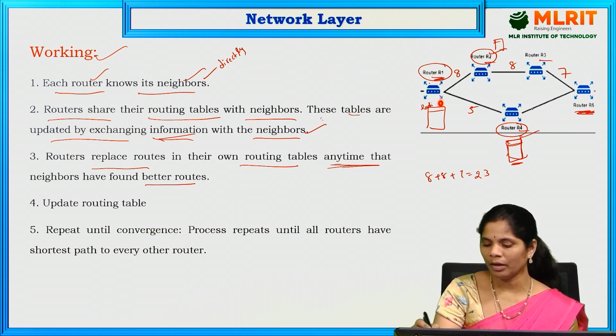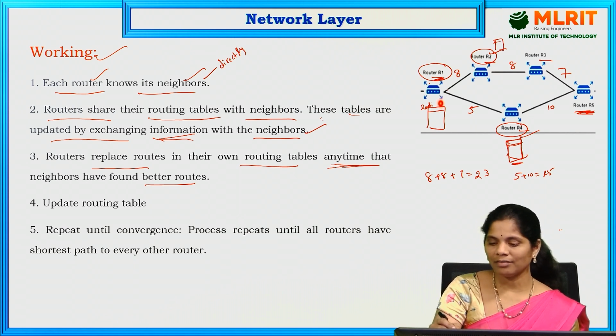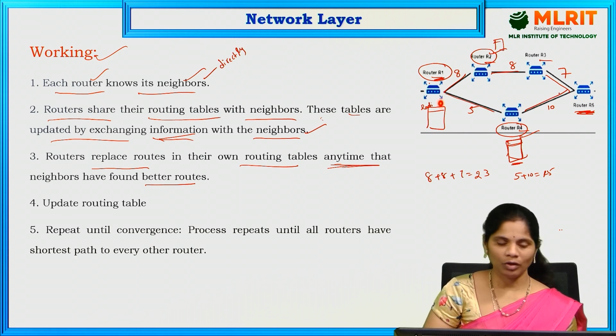So suppose from this R1 to R5 you want to travel, here it is going to be 5, and suppose 10. Total distance is how much? 5 plus 10, that is 15 only. What will it think? Previously maybe this was the shortest route. After finding the best route, this is the best route, right? 5 plus 10. So it is going to be updated.